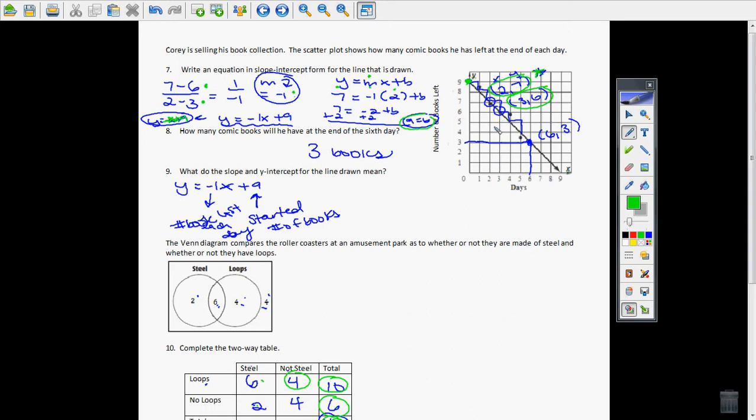How many comic books will he have at the end of the 6th day? Here's the 6th day, and that is 3 comic books. So he will have 3 books left at the end of the day.